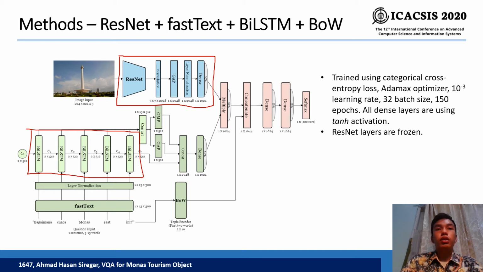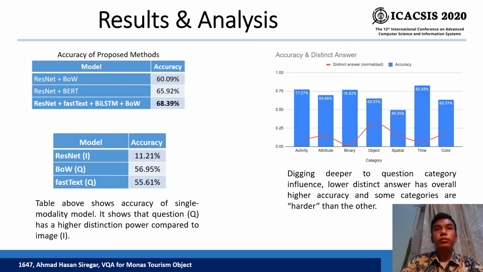of the output. We get 1 by 2048, and then we transform into a 1 by 1024 representation, and we apply the same operation, multiply. And then the interesting part here is we have a topic encoder, first two words as well, and we concatenate it with the output of the mixed representation, and we get the answer using softmax. This method was trained using 32 batch size and 150 epochs.